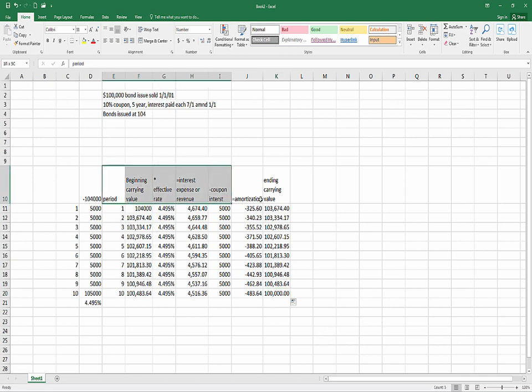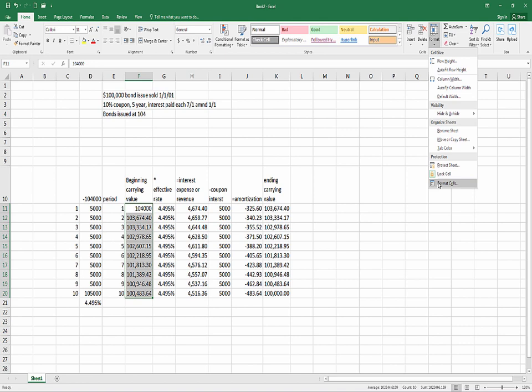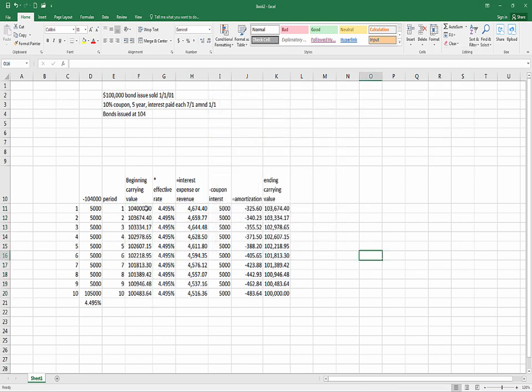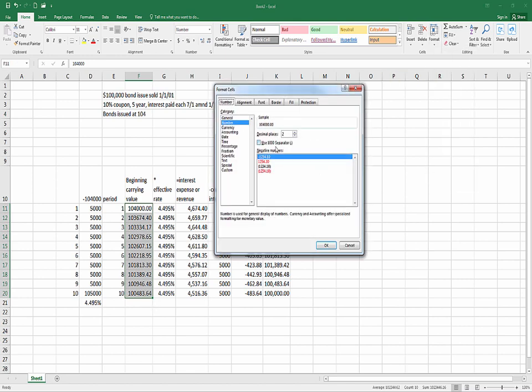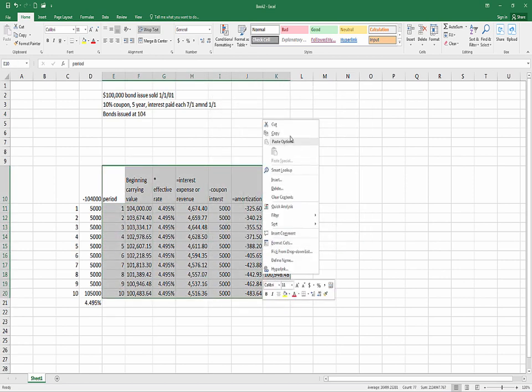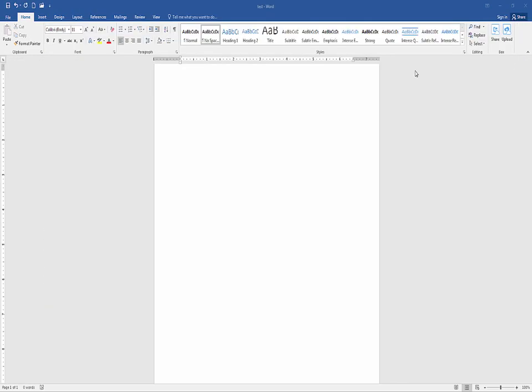Okay, so let's go ahead and take our amortization table, and I want to make sure I've got these things just going to 2 decimal places when I copy it. So format cells, number, 2 decimal places, okay. I want my commas in there. Okay, so let's go ahead and copy our amortization table to a Word document and do step 2. Okay, so copy and paste.